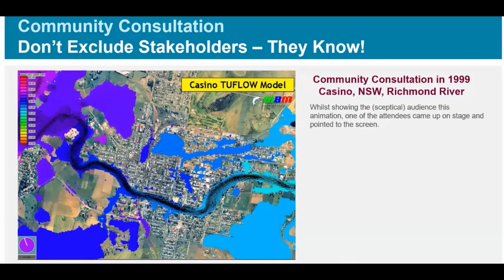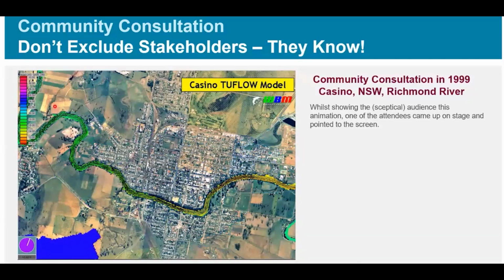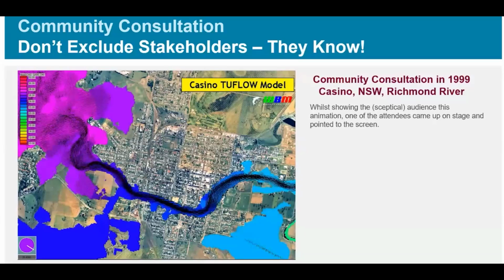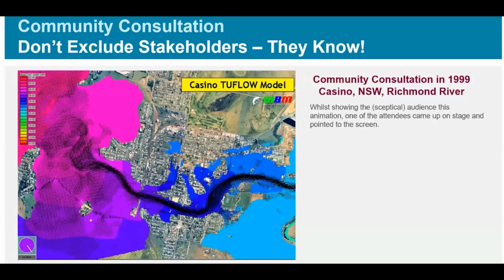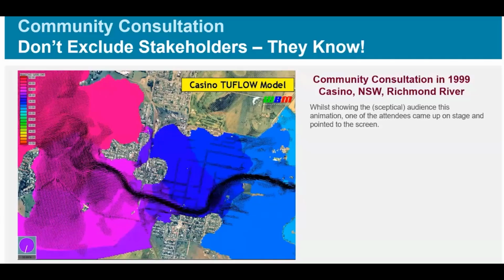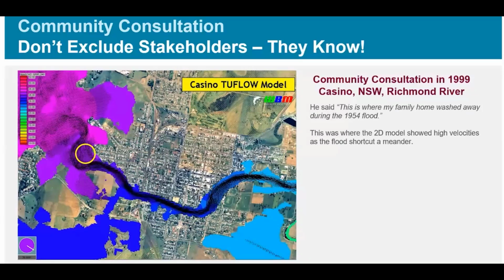So as you can see, the flood is coming down from the top left, coming through this sort of gorge through Casino, the township Casino in northern New South Wales. It's a big river system, very fast moving. And I'm just showing this video, and this guy gets up and walks up on stage and starts pointing to the screen. I'm a young engineer, and he's this big beefy farmer coming up onto the stage. He points to where that yellow circle is and says, this is where my family home washed away in 1954.